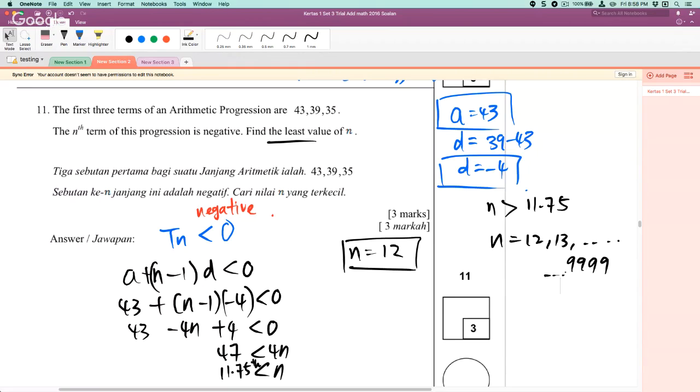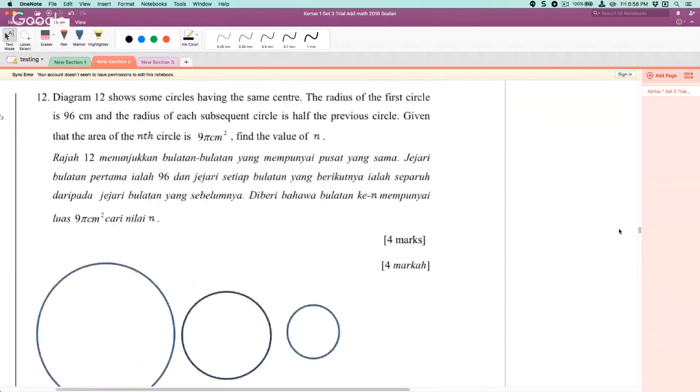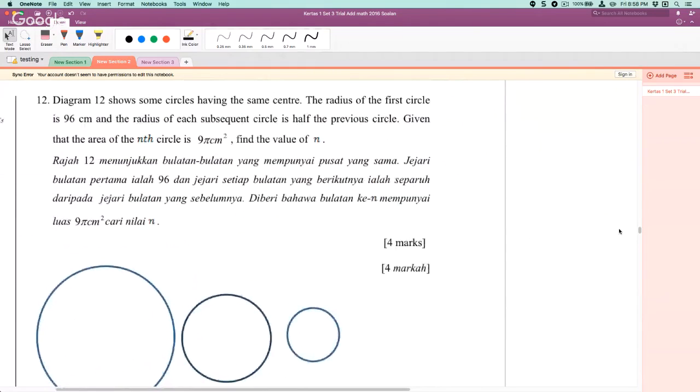This is the reason why they say they want the least value. Least value means from the infinite number of n here, you choose the smallest one. This is what we call least. All right, so you solve it, you should be able to get n equals 12. It won't be very hard, you just need to understand the question. Okay, this next one is a little bit complicated, but I guess it's still okay.